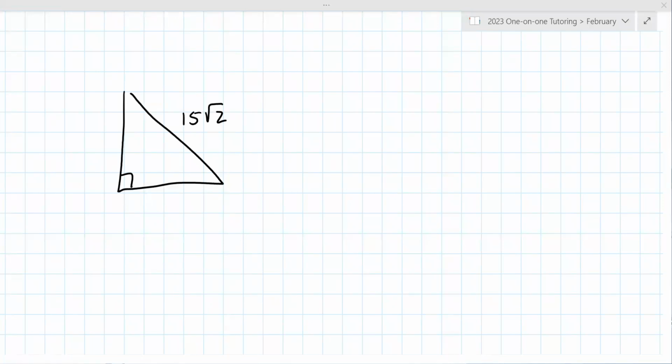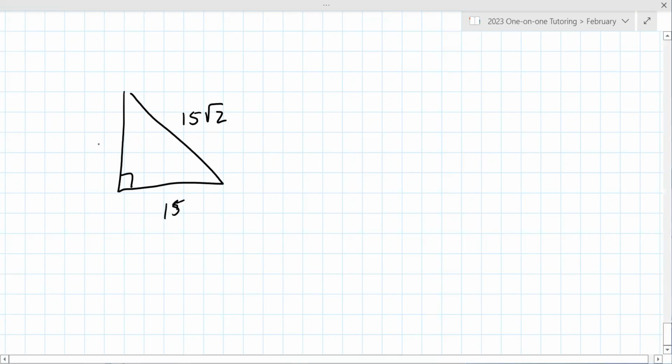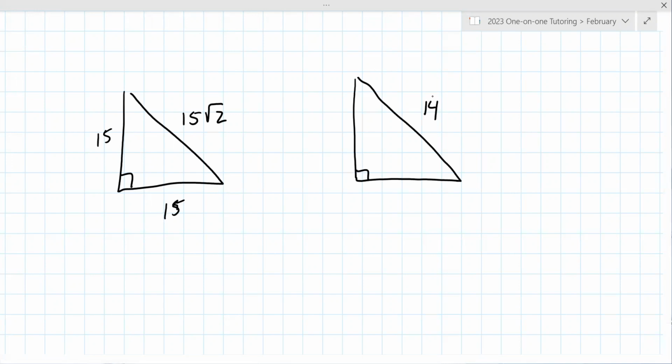Value. Okay, that is 15 and 15. You got it. Okay, now a harder one. Let's say the hypotenuse is 14. How do you find the legs?